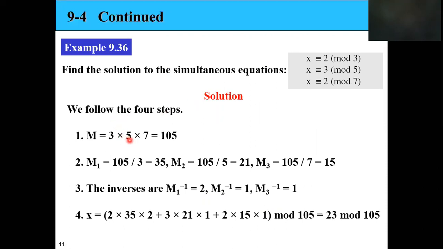So first, M is 3 into 5 into 7; multiply these moduli 3, 5, 7 and get capital M. This is 105. And M1 is 105 divided by 3, which is 35. M2 is 105 divided by 5, and so on. The inverse of M1 under mod 3 is 2, the inverse of M2 under mod 5 is 1, and the inverse of M3 under mod 7 is 1. So in that case, x is 2 into 35 into 2 plus 3 into 21 into 1 plus 2 into the last term, like this one, and take it mod 105, and you will get 23. This is basically the x for which these equations will be satisfied.